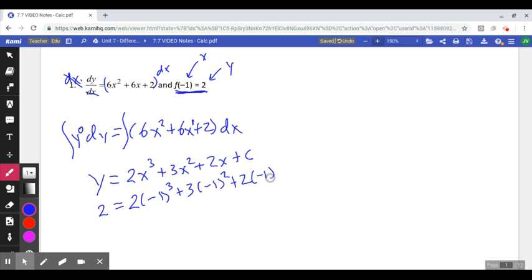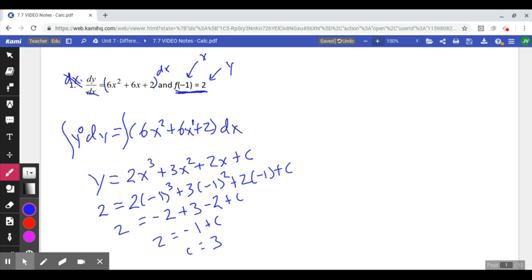All right. So we'll do a little bit of algebra here. We've got 2 times -1 to the third, which is -2. 3 times -1 squared is +3. Remember to do that squared part first. And then we've got -2 and then plus c. So we'll wind up with 2 is equal to -1 plus c. And then, of course, c will be 3 for this one.